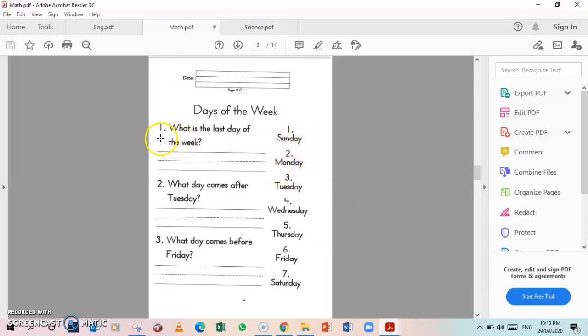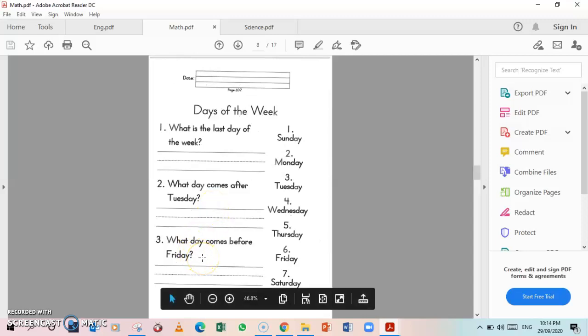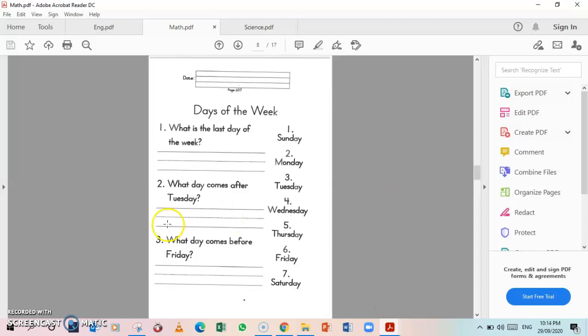Okay, so what is the last day of the week? That means you need to look at the last number. The first number is 1, so the last number should be down at the bottom. Number 2, what day comes after Tuesday? So write the day that comes after Tuesday. Number 3, what day comes before Friday? You write the day that comes before Friday.